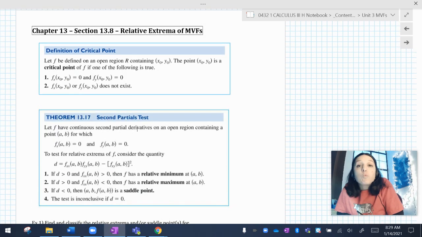Today we're going to talk about relative extrema of multivariable functions. All right, what the heck does that mean? When you have a relative extrema, we're talking local min, local max. Well, in 3D, we have local min, local max, and we have things called saddle points, which is kind of like the middle of a Pringle. So that is what we are going to discuss today.